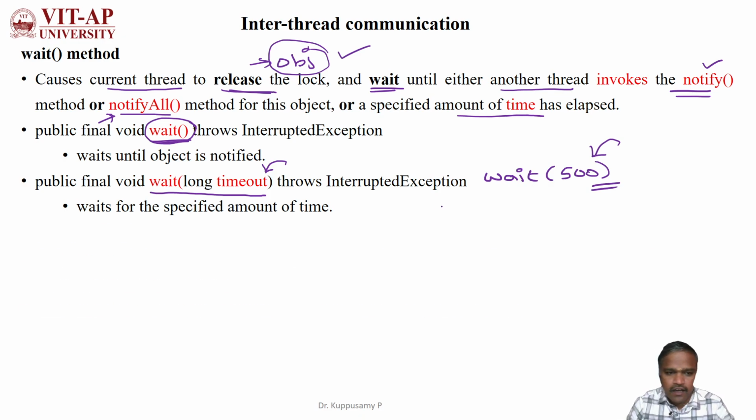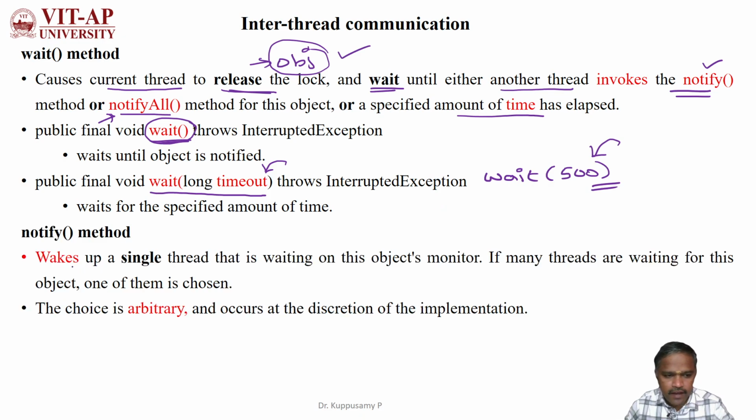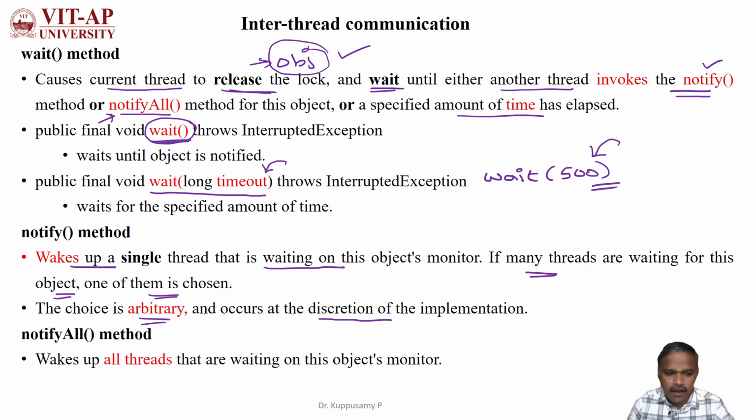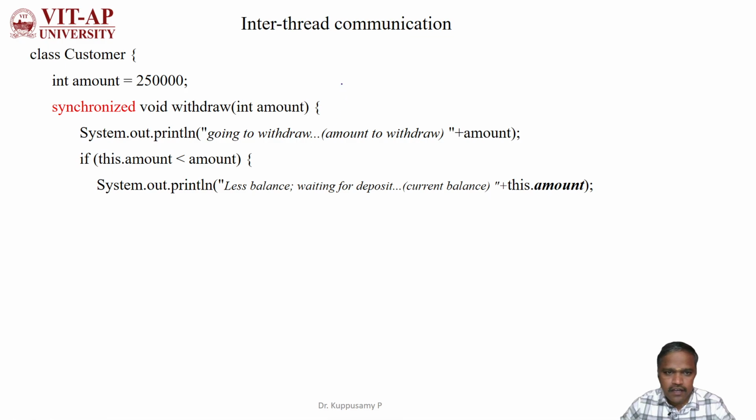The notify method wakes up a single thread that is waiting for the object's lock. If many threads are waiting for this particular object, then any one of the threads will be chosen randomly. It can be done by the thread scheduler based upon the choice of implementation. And the notifyAll method wakes up all the threads which are waiting in the queue for the particular object's lock. Based upon this, we are going to see the example.